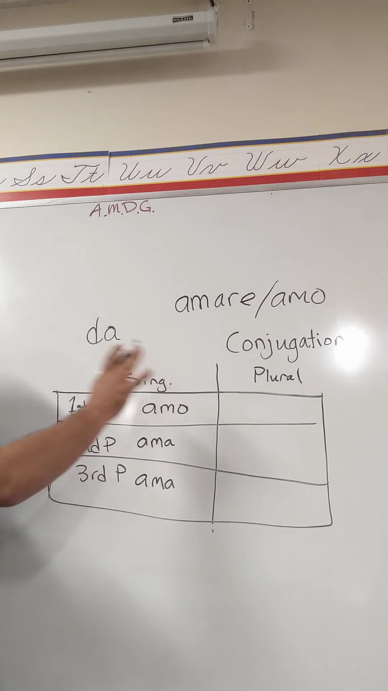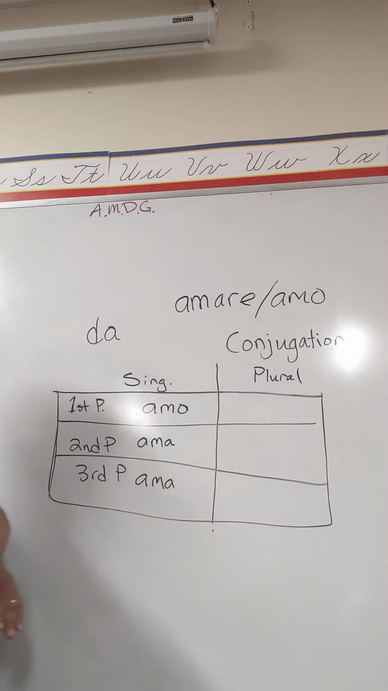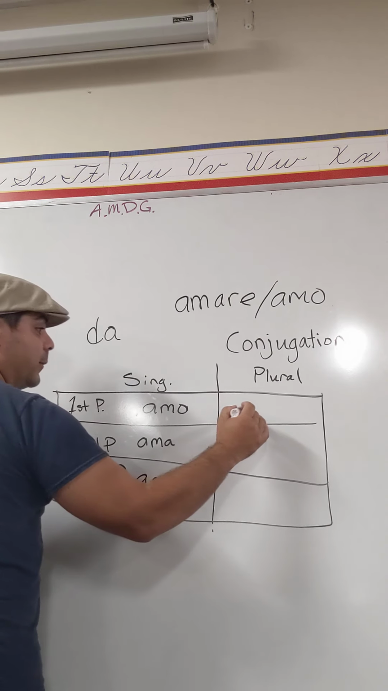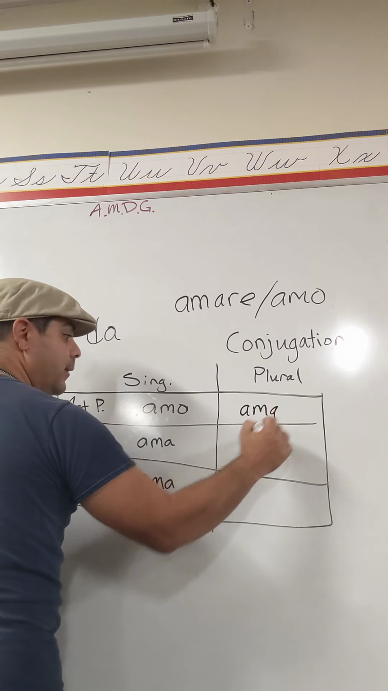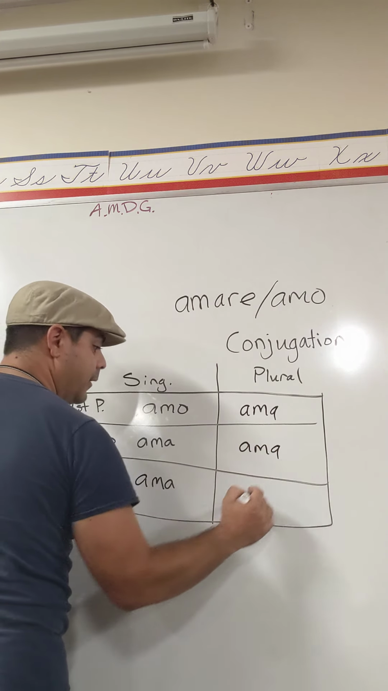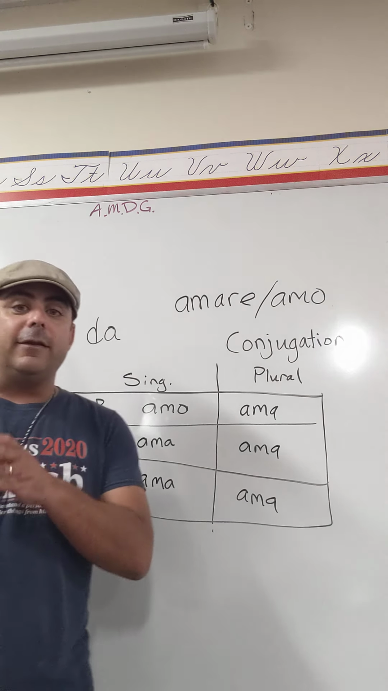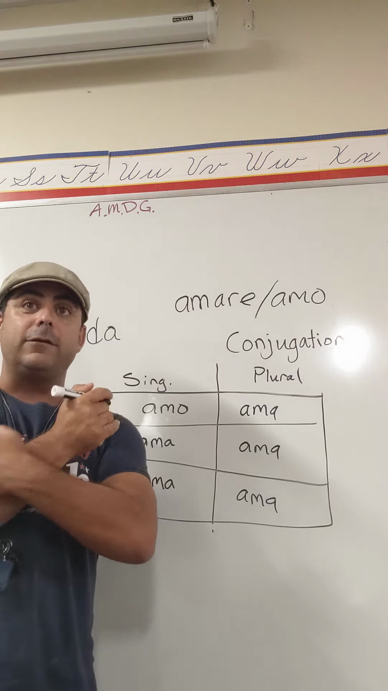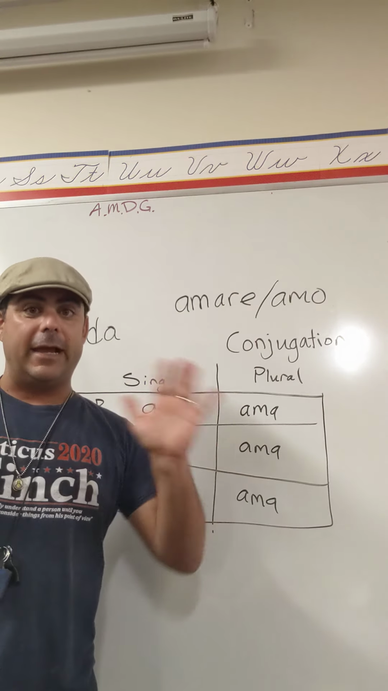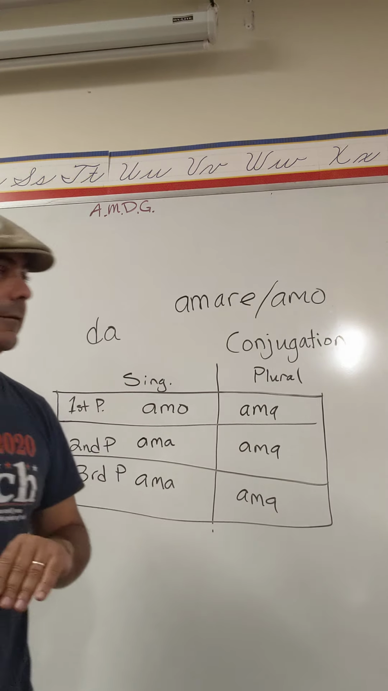Here I'm doing amare. Sorry to throw too many verbs. Let's get back to amare, or amo. So I'm going to do ama, ama, ama. Again, these are the stems. Latin is made up of stems and endings. The students should know that by now. Latin is made of stems and endings.